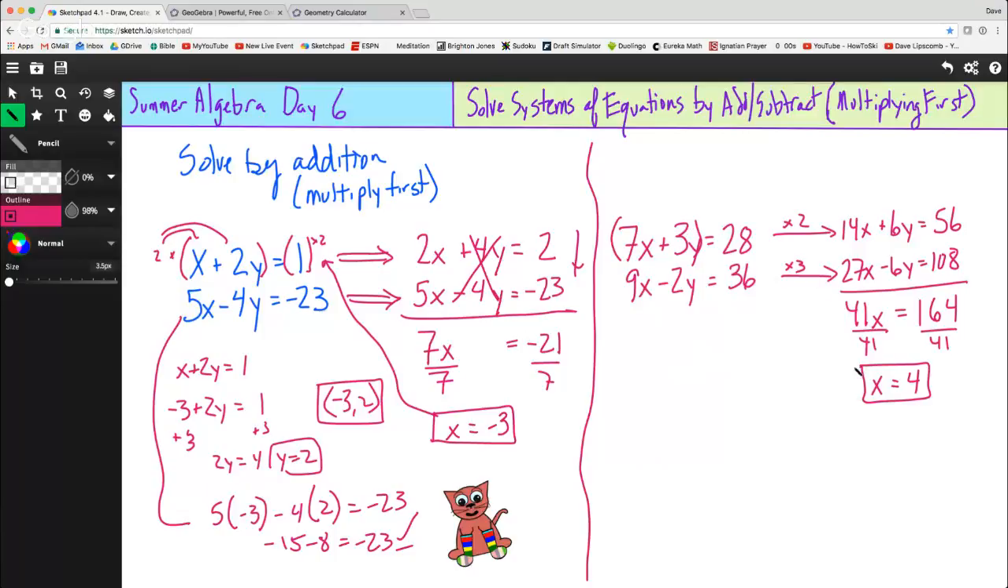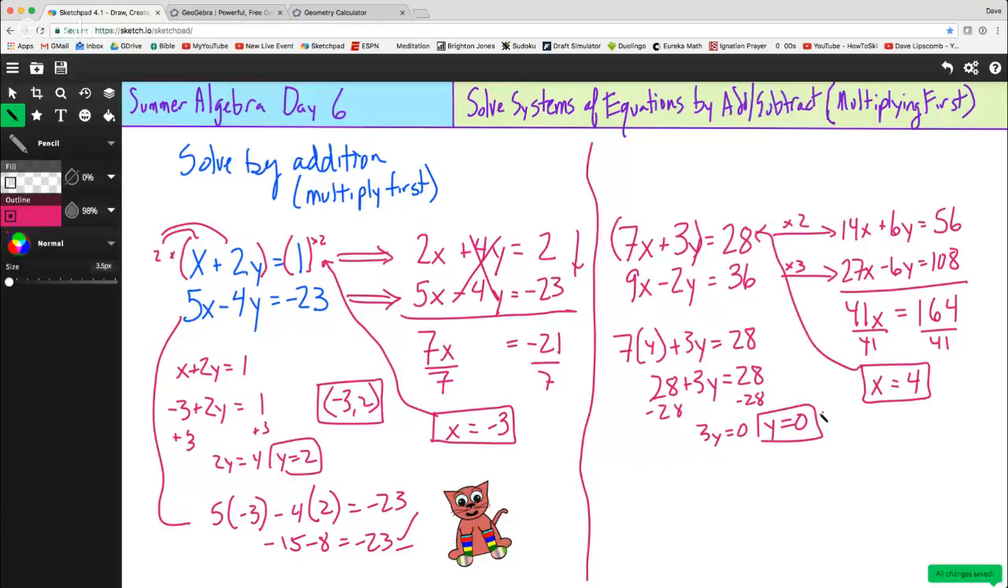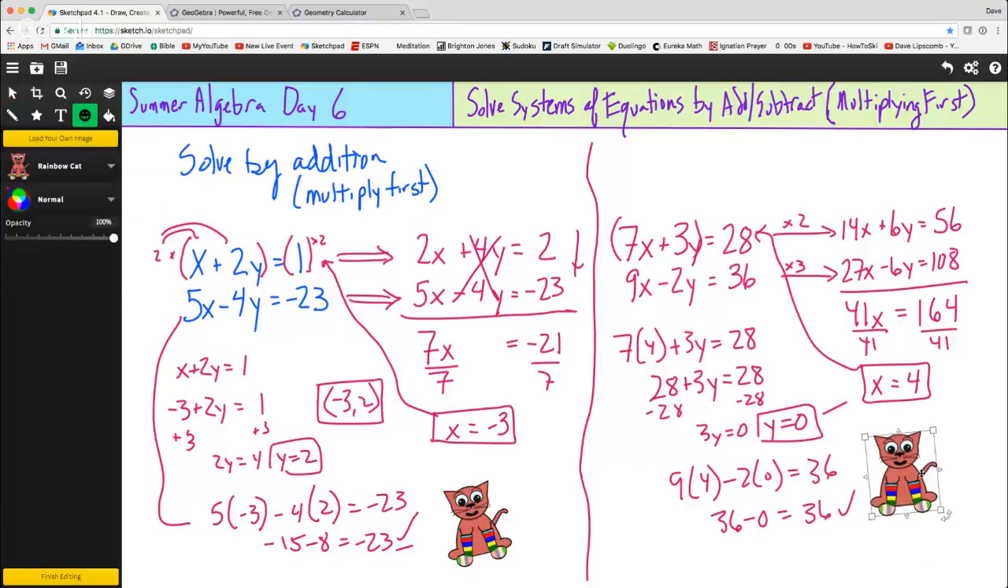Now we got to make sure that's true, so let's plug it back into this first equation. 7 times 4 plus 3y equals 28. Is that true? Does 28, oh no, we got to find what our y is. Oh, this is going to work out neat. Oh, watch what happens here. 3y equals 0, so y equals 0. So let's check that out in the second equation and see if we got a pair of numbers that work. 9 times 4 minus 2 times 0 equals 36. Does 36 minus 0 equal 36? The answer is yes. Bam. Happy cat.